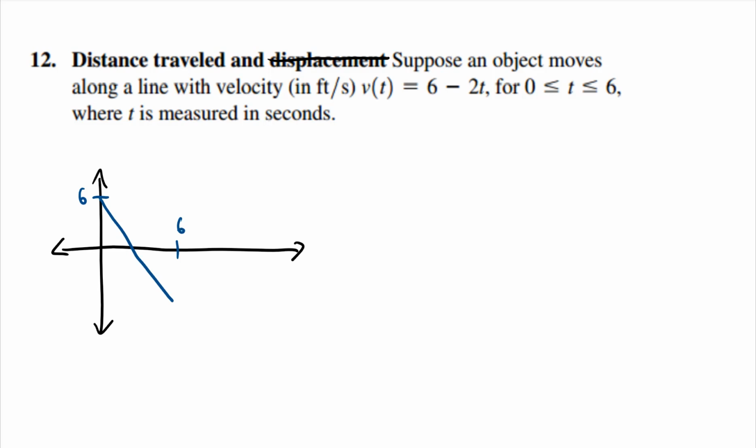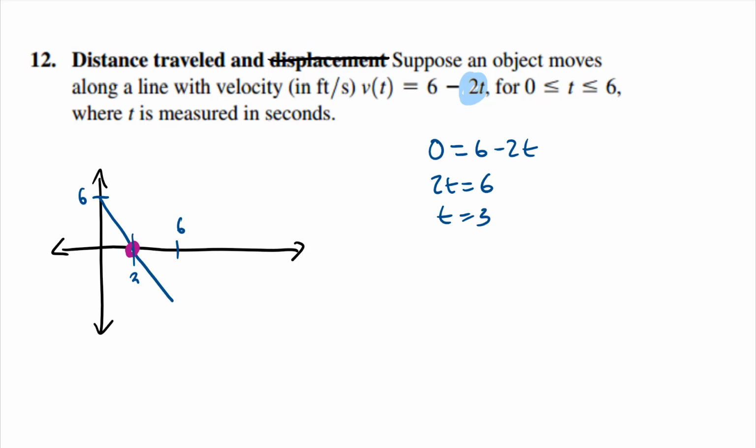How did I know that it started at 6? You ever seen something like this? y equals negative 2x plus 6. Sorry, I changed the v of t to y. I changed the t to x and put it in there, saying that the y-intercept is 6, and we got a slope of negative 2. So we need to know, where does it cross over? Where is this crossover? Well, you set it equal to 0, and you solve. So you get 2t is equal to 6, and t is equal to 3.